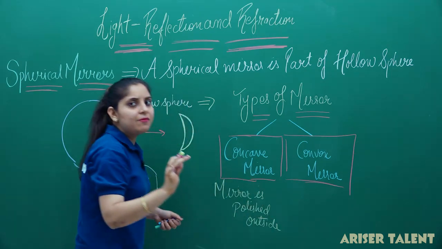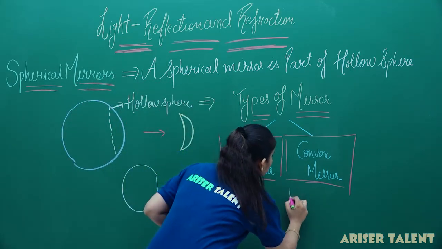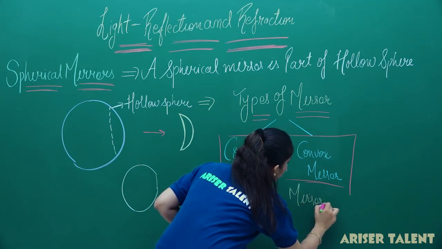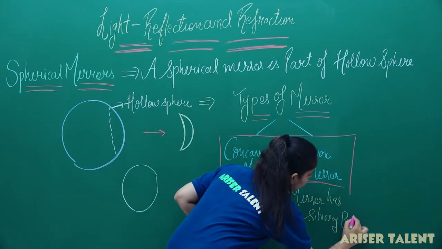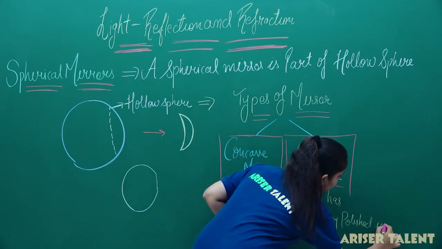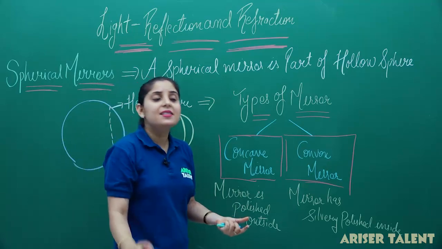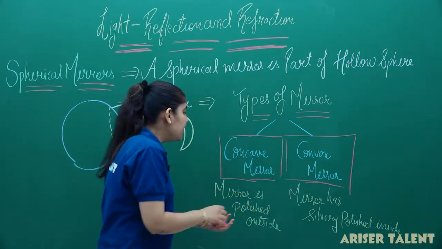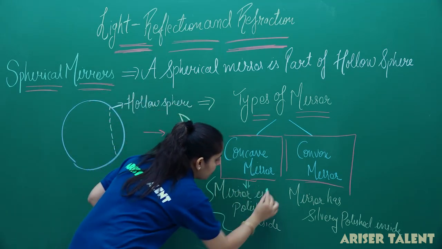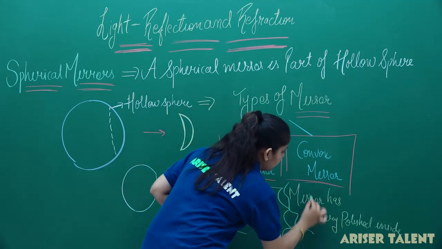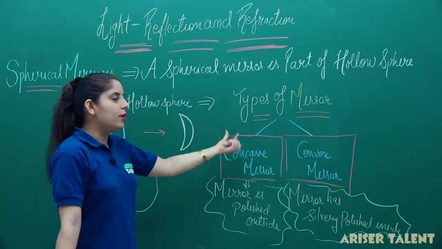So in simple terms, I can write here, if the mirror is polished outside, it means that the silver polish will be outside. We can say that this will be our concave mirror, and if the mirror has silver polished inside, I can say that this will be our convex mirror. So this is the basic and most important thing regarding the mirrors. So this is the thing about the concave and convex mirror.